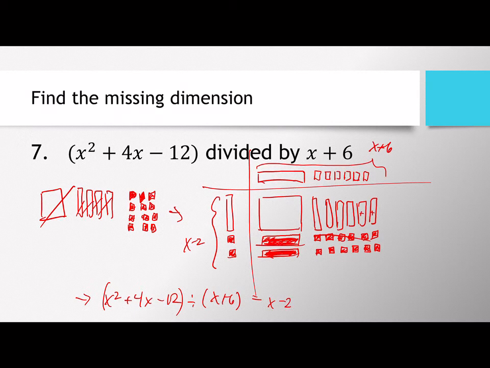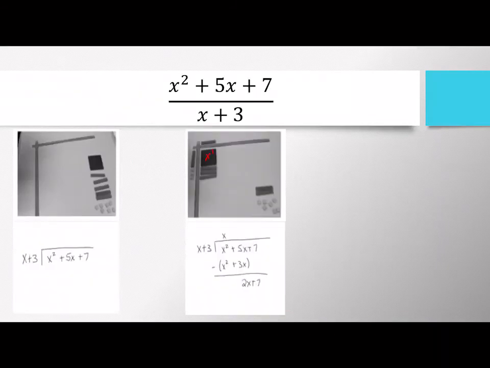Okay, so here's my x squared. Here's my x, x, and x. So I took them from here and put them around because this is also x plus 3 here.